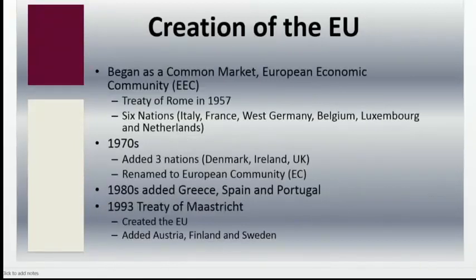All right, it was created years ago in 1957, y'all. So almost 60 years ago. With 6 nations as a common market: Italy, France, West Germany, Belgium, Luxembourg, and Netherlands. All right, y'all, the big 3 there are Italy, France, and West Germany.